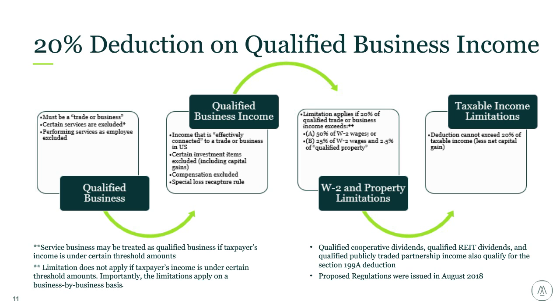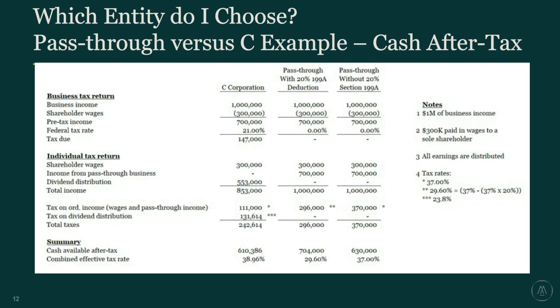So the next two slides we have here: you have these rate reductions that are very significant for both C corporations and flow-throughs. So which entity is the best? And what we did is we provided a very simple example on this slide, and it doesn't have any state implications. It doesn't have international implications.